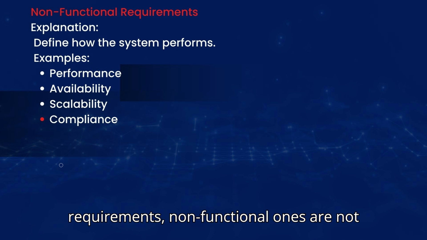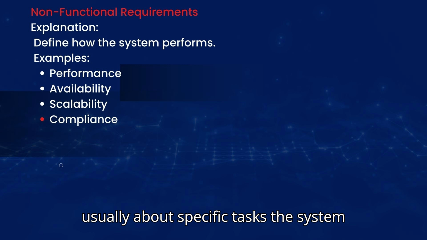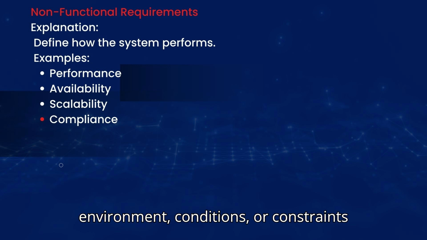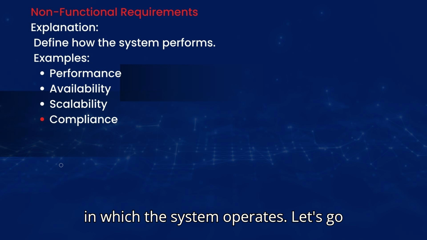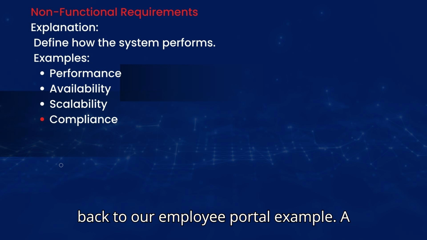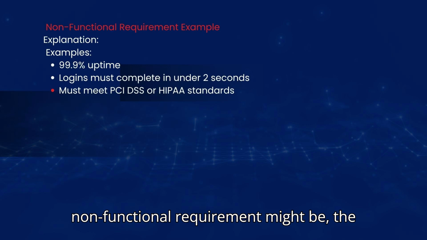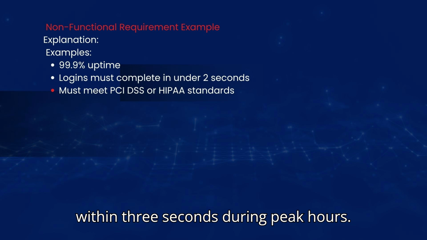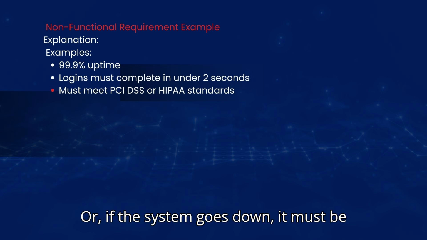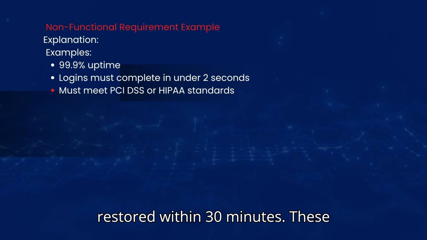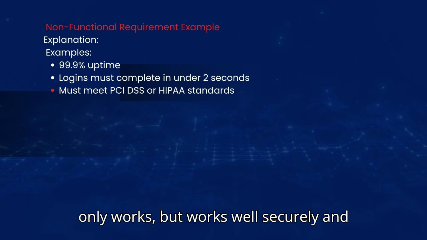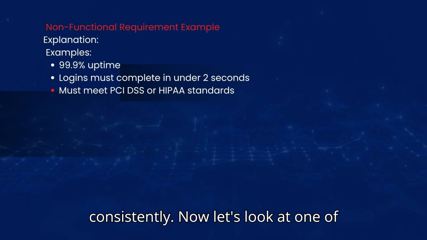Unlike functional requirements, non-functional ones are not usually about specific tasks the system performs. Instead, they define the environment, conditions, or constraints in which the system operates. Let's go back to our employee portal example. A non-functional requirement might be, the system should respond to user actions within 3 seconds during peak hours. Or, if the system goes down, it must be restored within 30 minutes. These requirements help ensure the system not only works, but works well, securely, and consistently.